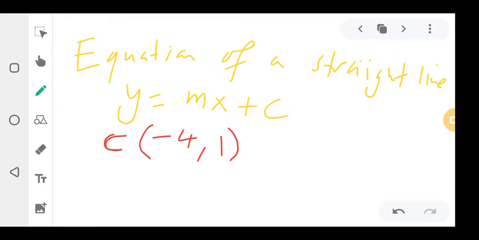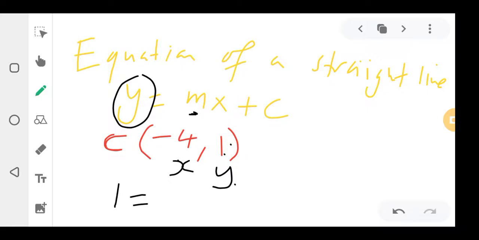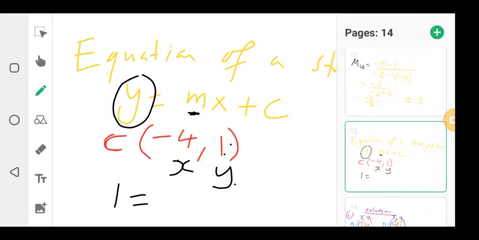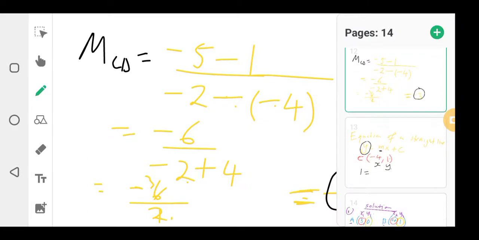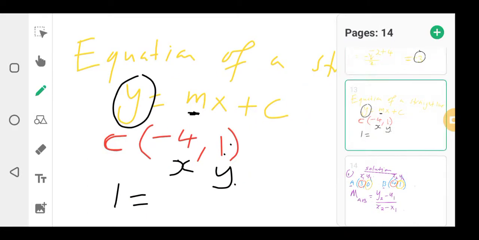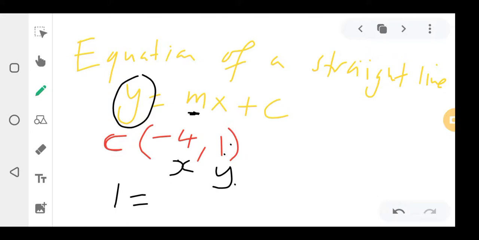The first number here is the x coordinate. The second number here is the y coordinate. So where there is y, you put 1. So in front I'll put 1 is equal to. Where there is m, there is a gradient. You are substituting now. The gradient is the one that you calculated. In your calculations, you found the gradient as negative 3. If the gradient is a fraction, write a fraction. Whatever gradient you have, that's the one that you put there. So on gradient there, I'll put negative 3.